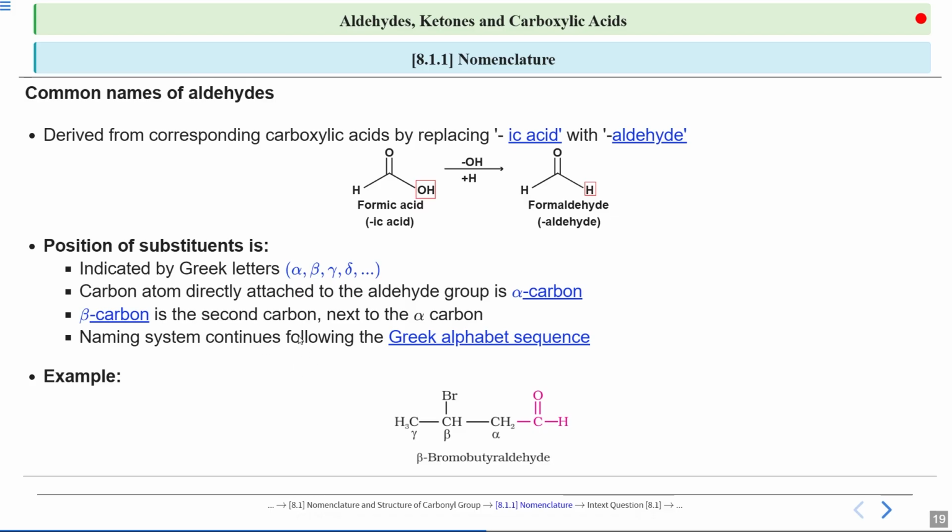Okay, and if you see at the beta position, a bromine group is attached. So this is beta bromo butyroaldehyde, but because you see 1 2 3 4, 4 carbon atoms are there, so the root word for 4 carbon atoms is but. Okay, and if you see over here, then IC over here is replaced by aldehyde. So this is beta bromo butyroaldehyde.